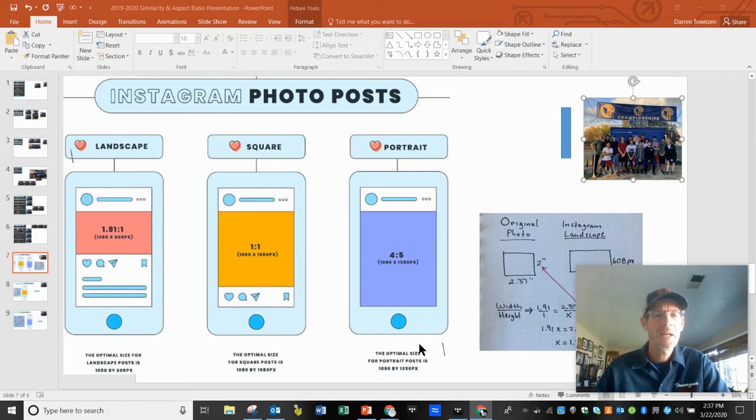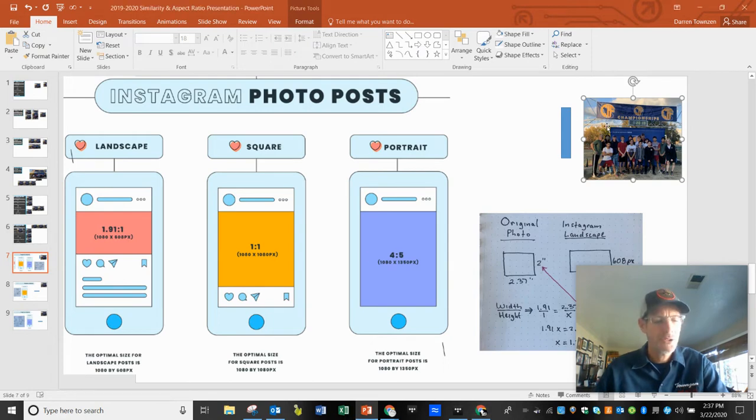All right, this video is going to show you something about similar shapes that you probably deal with all the time. If you're posting a picture on Instagram in this example, you can post it in landscape mode, as a square, or in portrait mode.